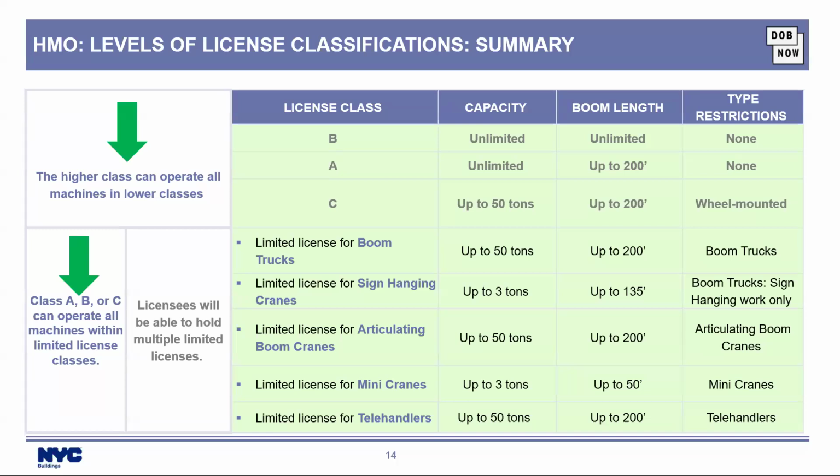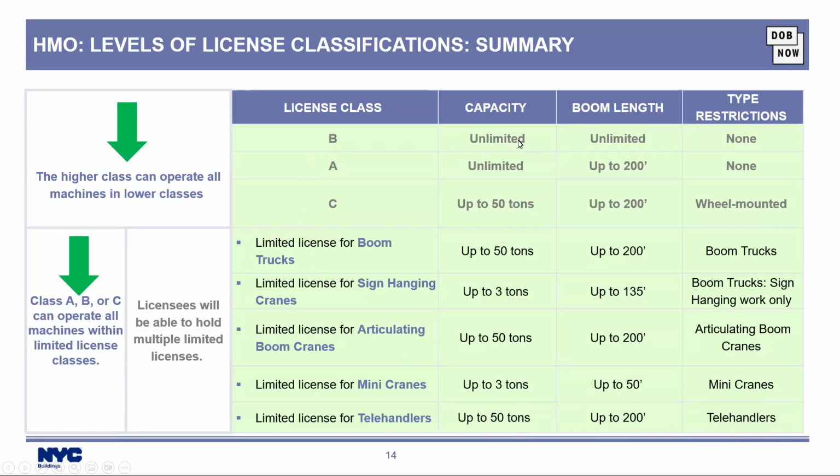So for example, down here at the bottom, the limited license for telehandlers. They can use hoisting machines up to 50 tons. The boom length can be up to 200 feet, but it must be a telehandler.